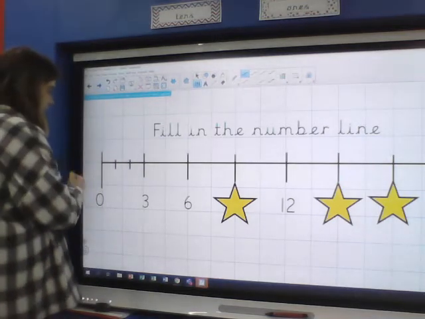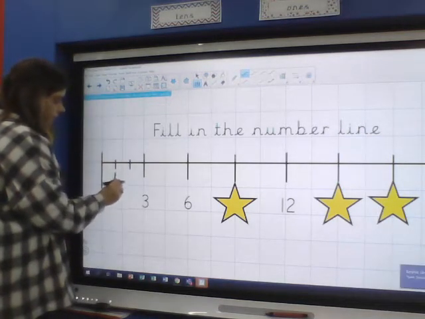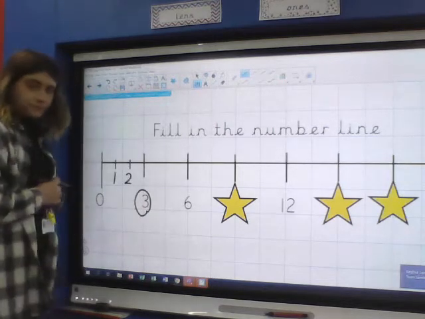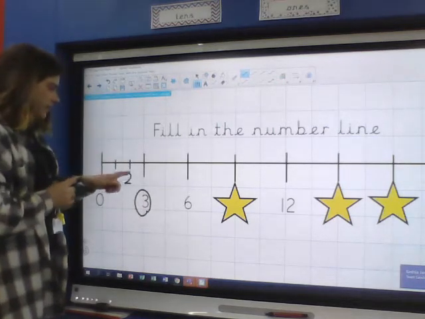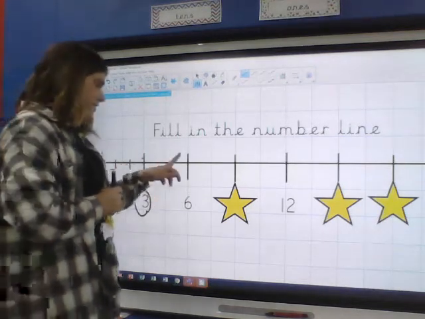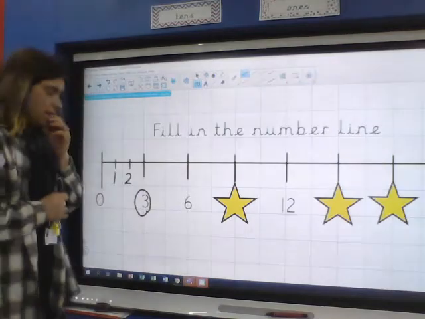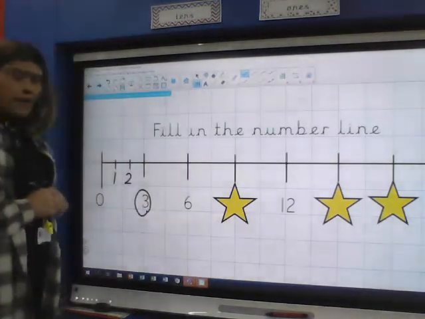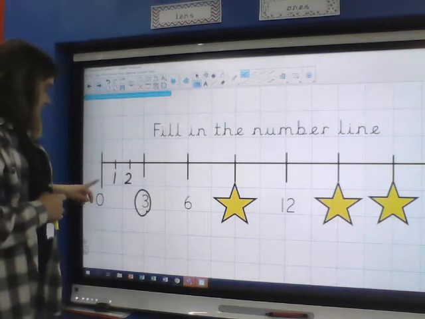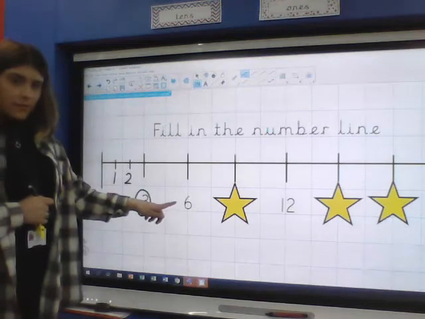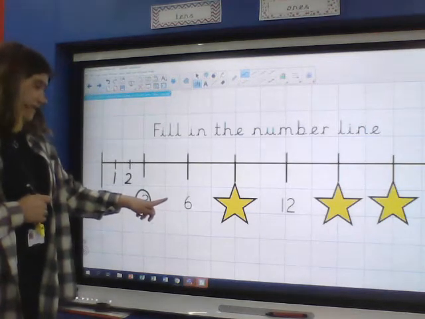Okay, so I've got 0, 1, 2, 3. And I've missed 4 and 5. I've got 6. And I haven't written down 7 and 8. So what are my missing numbers here? Can you work out what I'm counting in here? I've got 0, 3, 6. It comes out to 6 when we are counting in 3s.